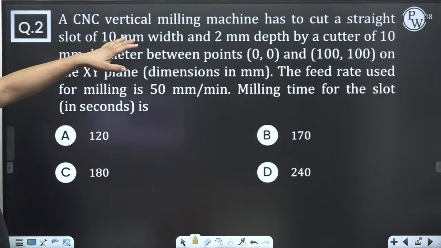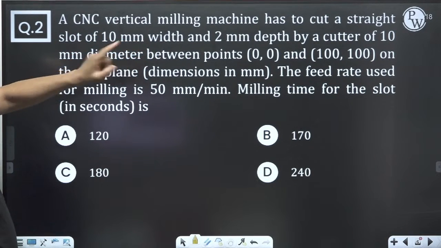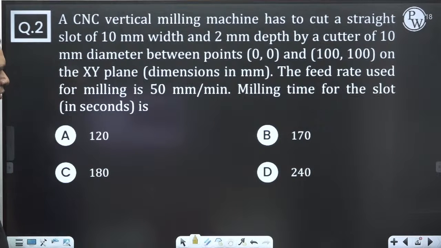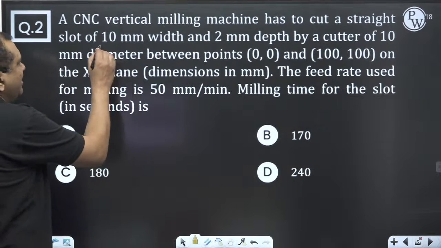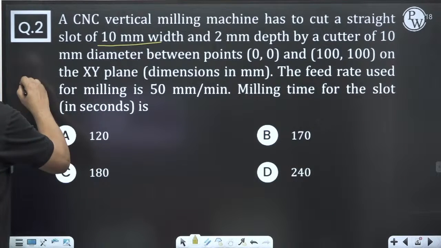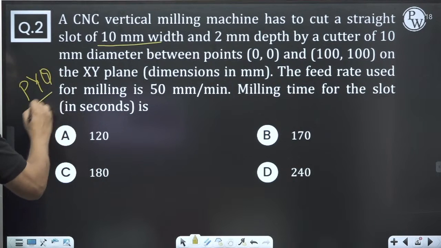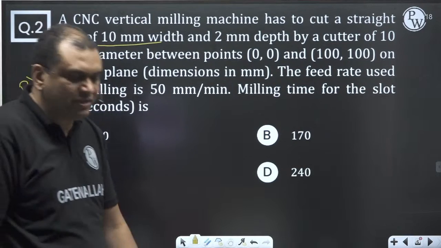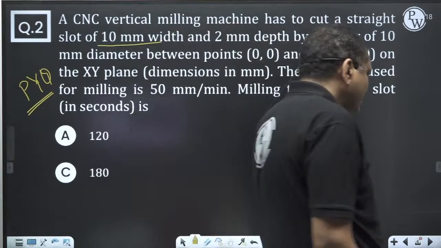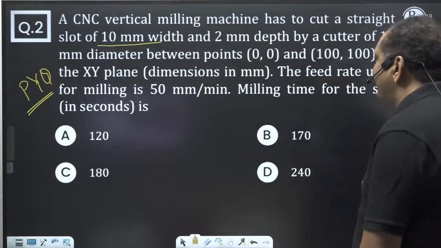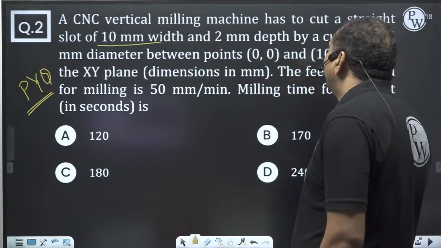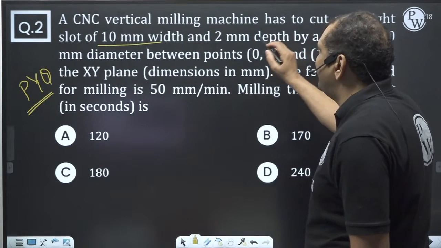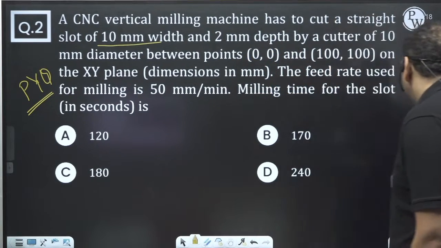A CNC vertical machine has to cut a straight slot of 10. This is a PYQ, a previous year question. But somehow there was a little error in this. I will tell you how. It has to cut a straight slot of 10 millimeter width.